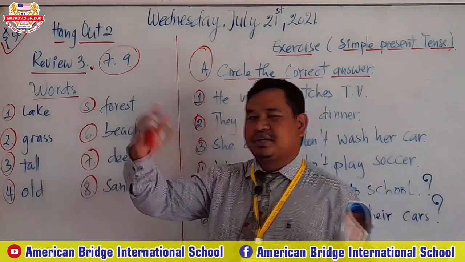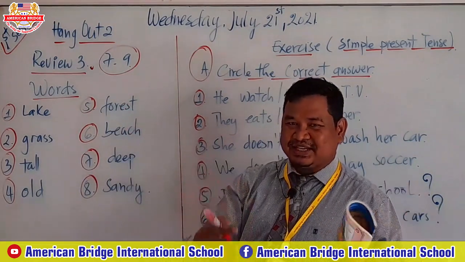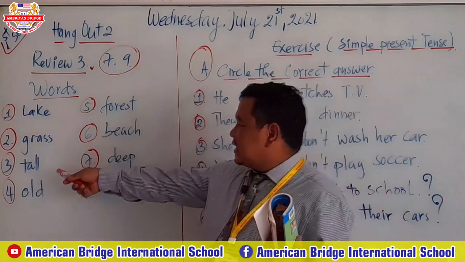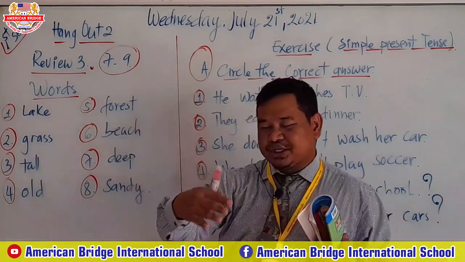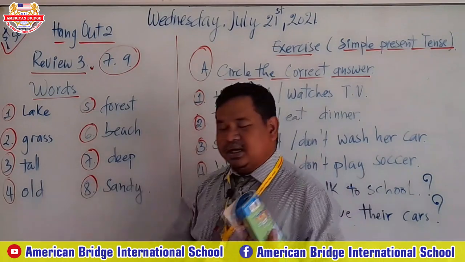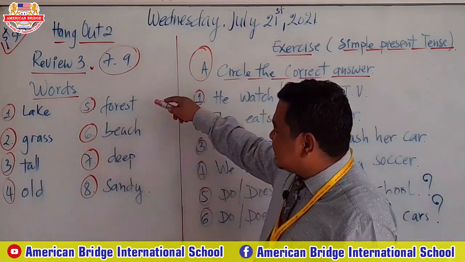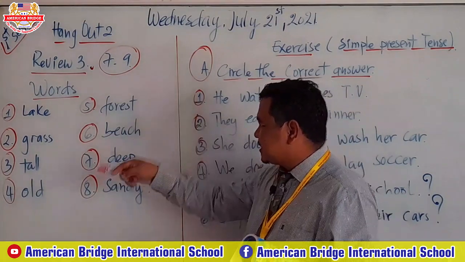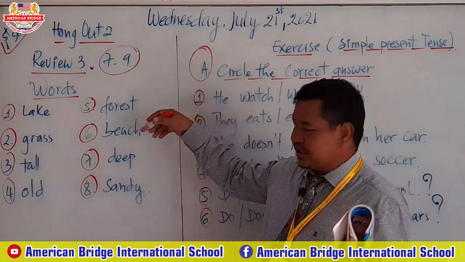Grass, tall grass. In Cambodia it is for cows or horses to eat, right? This one is grass. Tall, yes, tall. The opposite is short. This one is old. The opposite is young, right? Old, young. And this one is forest. Forest means a lot of trees inside, so we can say forest.